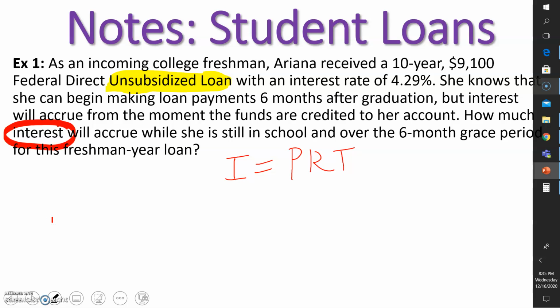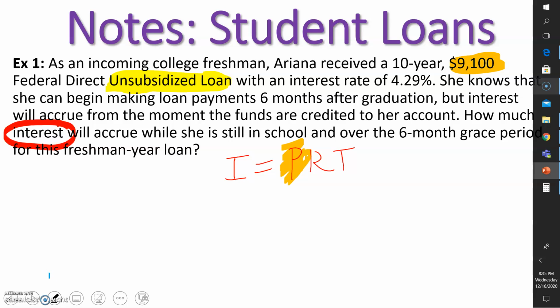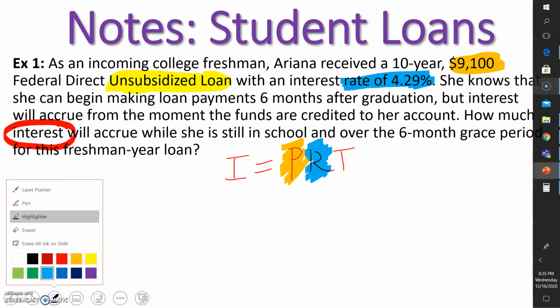So the first thing we want to identify is what is our principal, right? That's the amount borrowed. We can see here that that's $9,100. So that's our P. The next thing we want to answer is what is our rate? And we can see here that our interest rate is 4.29%. And just remember, when we plug this in, we always want to plug in the decimal form. And then what is our time?